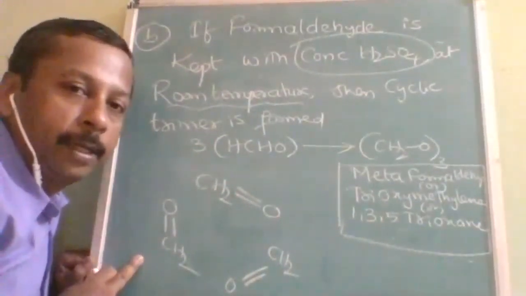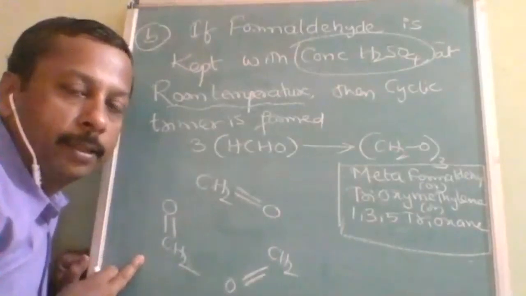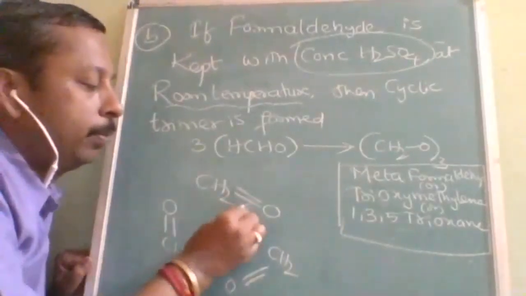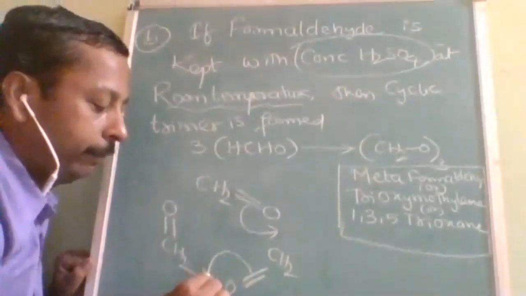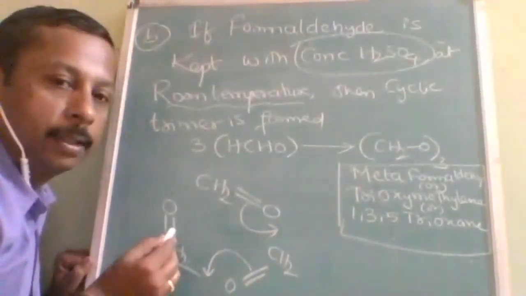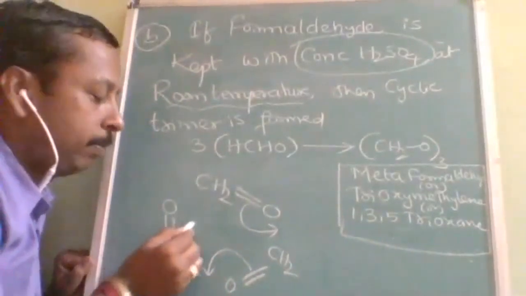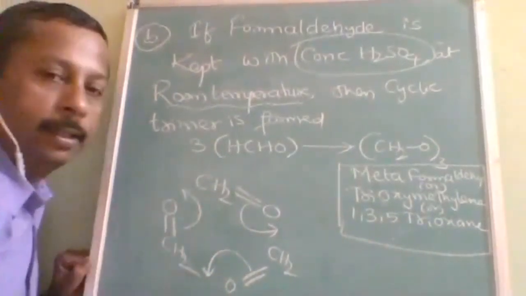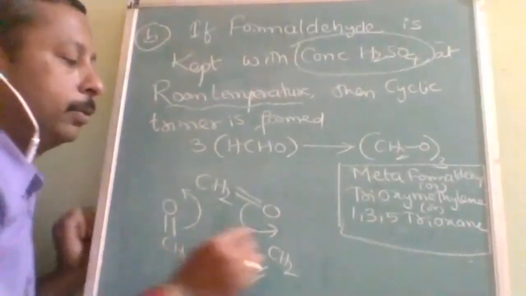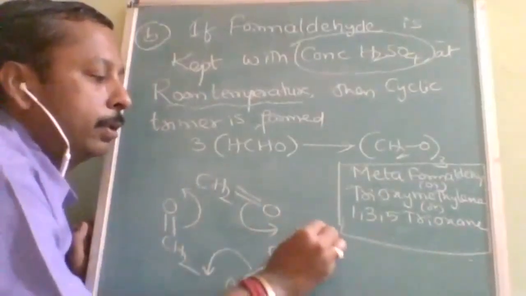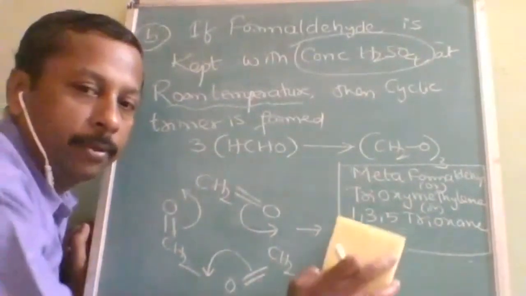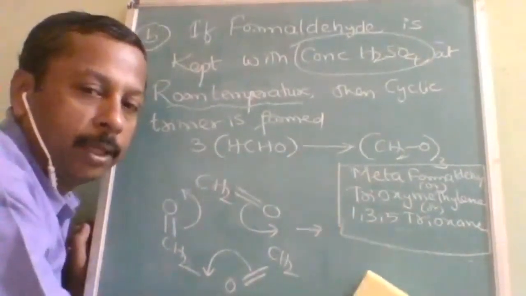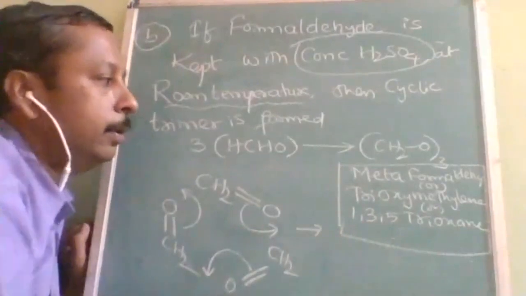Which bond will break? Simply, it will break the pi bond of the double bond. So this pi bond will shift and form a strong sigma bond. I think everybody has noted these names, so I am going to eliminate it. Metaformaldehyde, trioxymethylene.